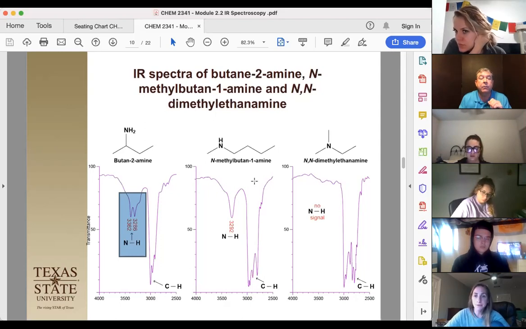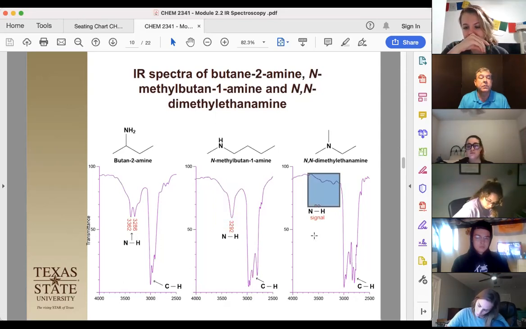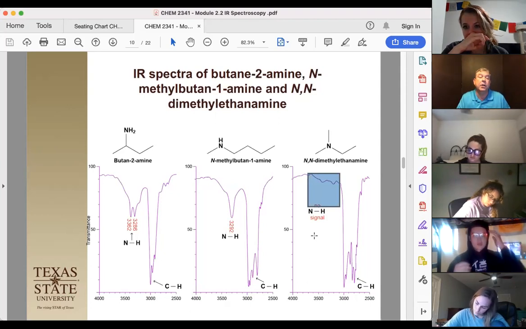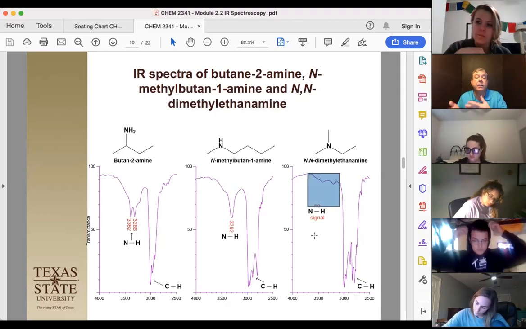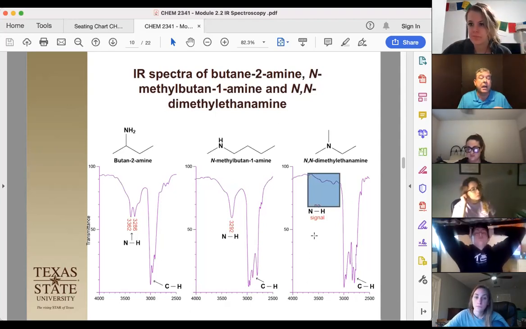If we remove one of those hydrogens, we now get our peak going down to one peak because we only have the one hydrogen. And then if we go and make it a tertiary, so we have no hydrogens there, the peak goes away. So this is a great way to say, hey, I have an amine. I wanted to make it a secondary amine, and I saw there's a shift in the IR. And then I turned it into a tertiary amine, and I saw another shift in the IR. So we're identifying functional groups, not absolute structure.